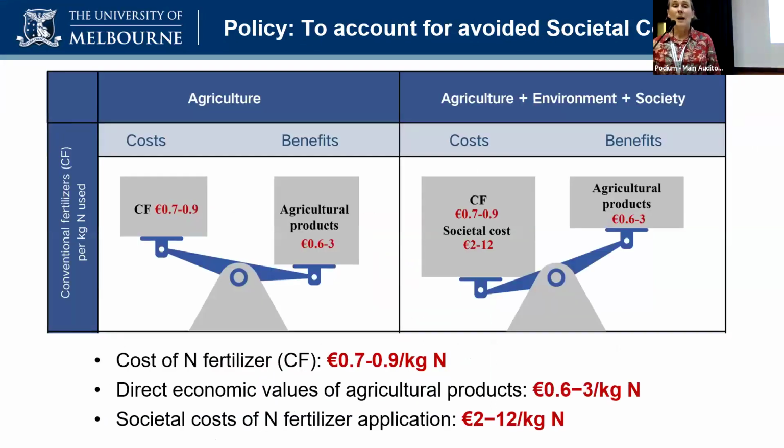So this diagram shows that we need to consider societal costs. On the left-hand side, if we just consider costs and benefits in a traditional way, then agricultural products come up quite well. They're the heavier side of the balance. Whereas if we then think about the societal costs, that's much bigger, and then the balance is less in favour of the agricultural products in terms of the nitrogen cost.